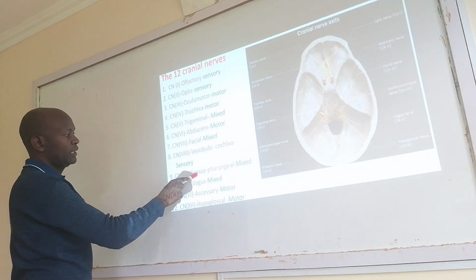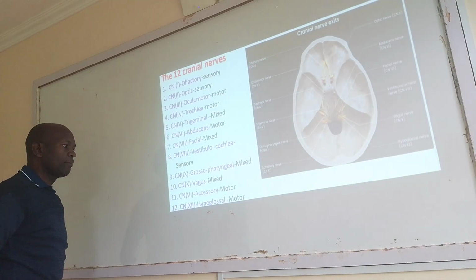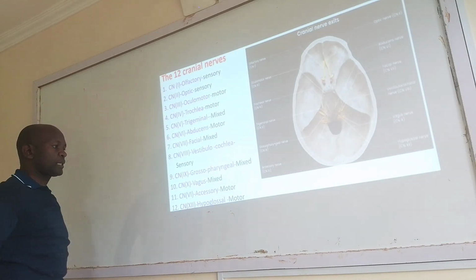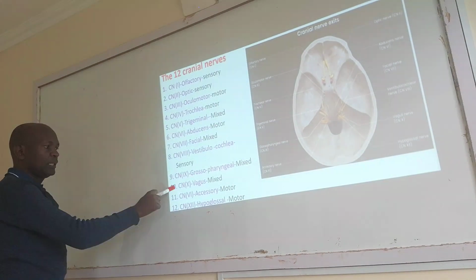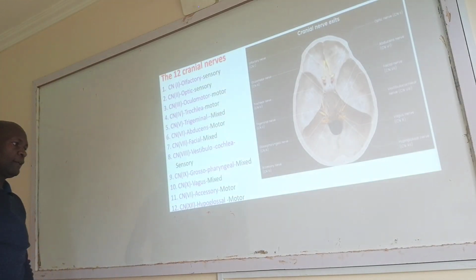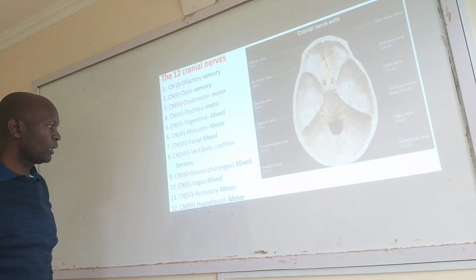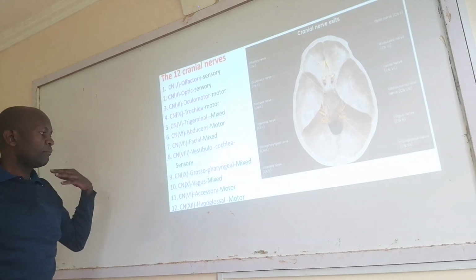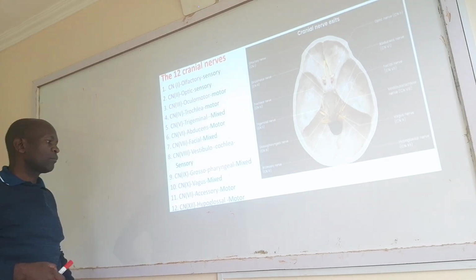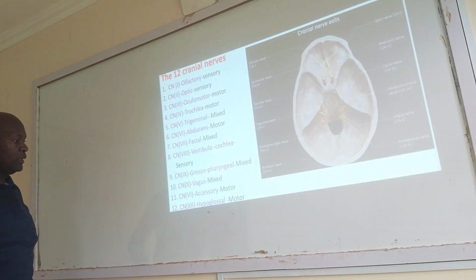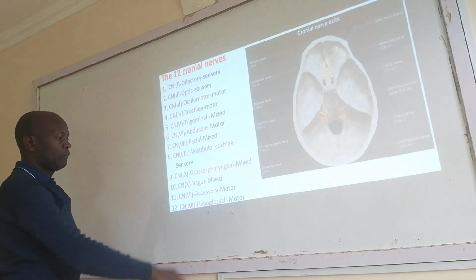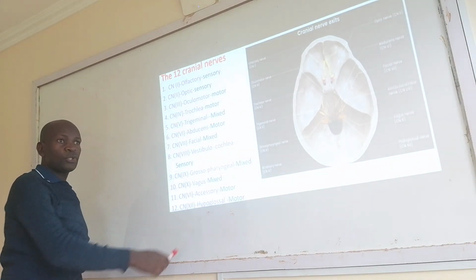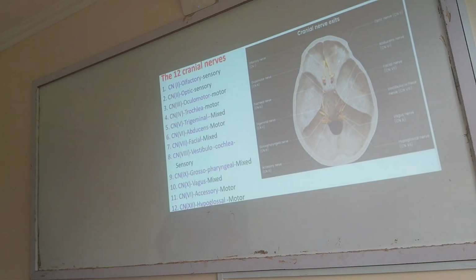Cranial nerve number 9 is known as glossopharyngeal. It's a mixed nerve. Cranial nerve number 10 is known as vagus, is mixed. Cranial nerve number 11 is known as accessory nerve, is purely motor. Mostly it deals with the muscles from around the neck here, this nerve here. Then cranial nerve number 12 is hypoglossal, is a motor nerve. It has functions on coordination of the tongue.